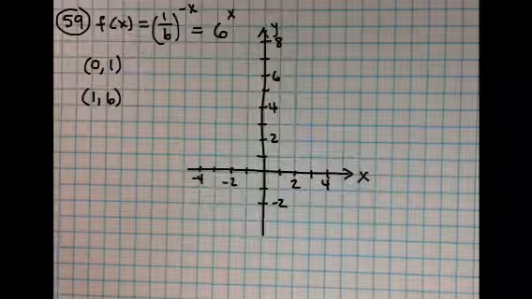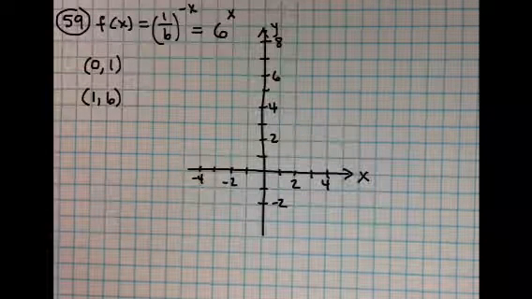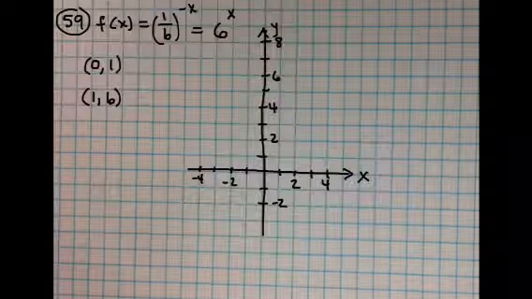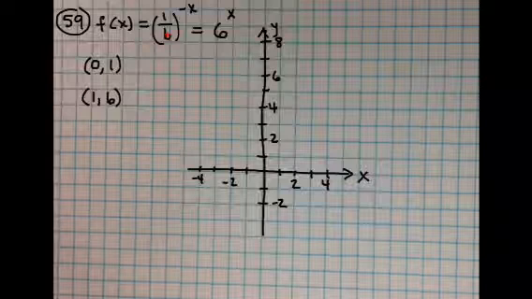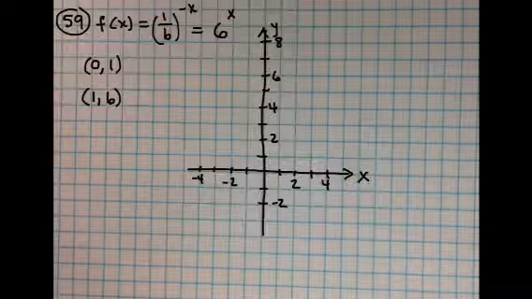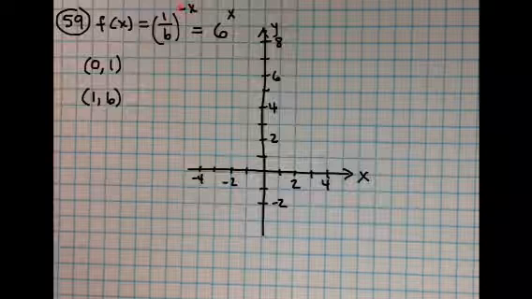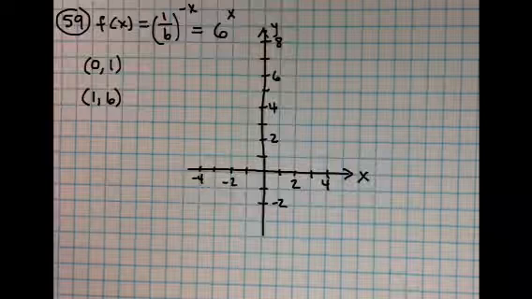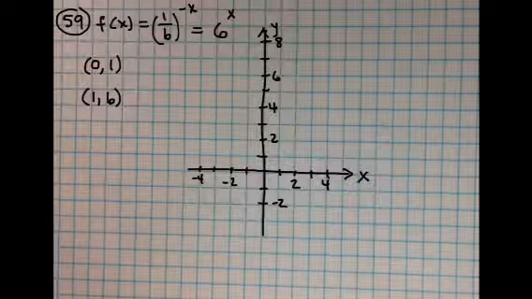Alright, I'm starting with number 59. It's an exponential function. Now initially it looks like it's going to be a growth, right? I'm sorry, a decay because it's 1 over 6. But then notice it has a negative up here, a negative x. So what I did is I went ahead and converted the negative x to positive x, and then we get this. So now you see it's actually a growth function.